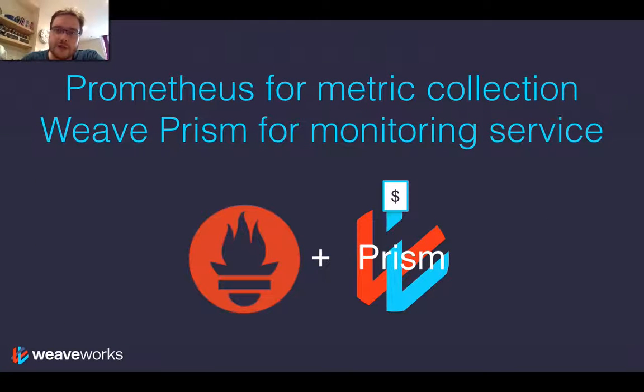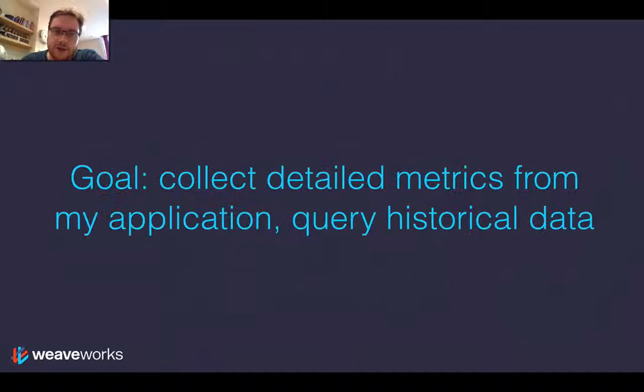In order to do this, we've chosen Prometheus, which is a really good fit for Kubernetes, as the technology which will gather the metrics. And then we're going to push those metrics into Weave Prism, which is a service that the guys at Weaveworks run for historical monitoring data. So the goal is that we collect detailed metrics from the application and then are able later to query that historical data using powerful queries.